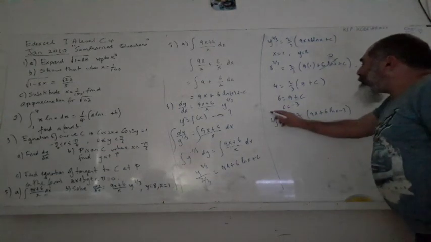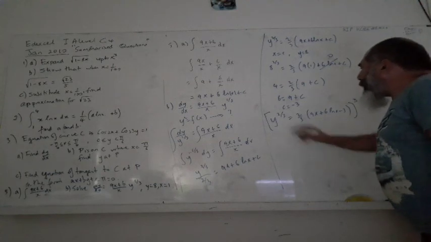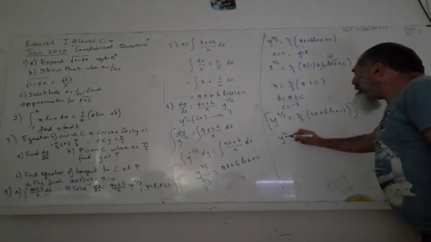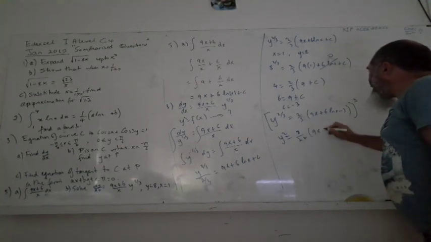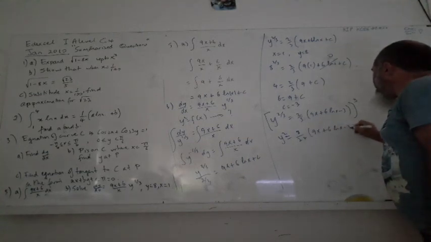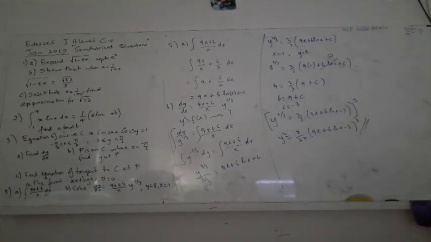So I am going to take cube of both sides. So y squared is equal to 8 over 27 times 9x plus 6 ln x minus 3, all cubed. That's the answer for question 5 part B.